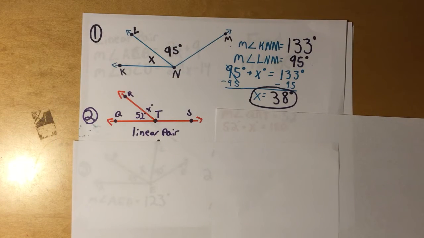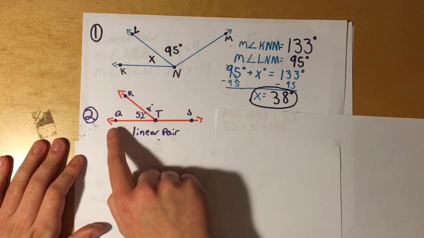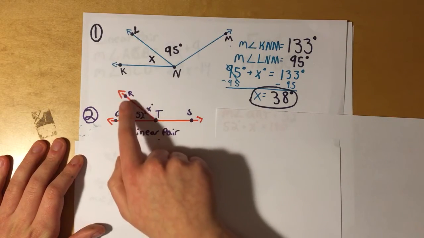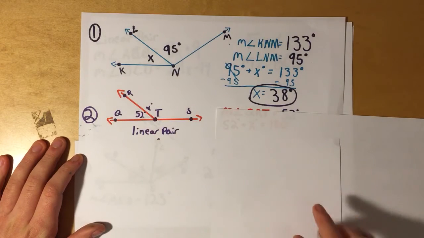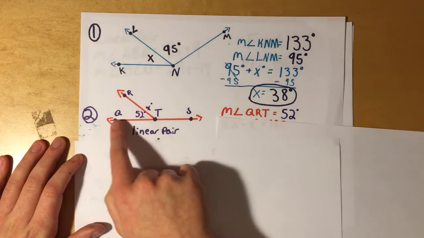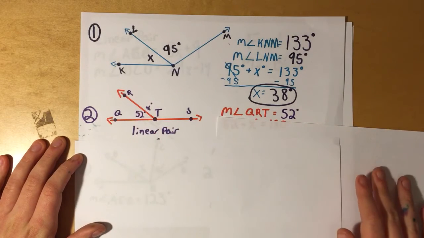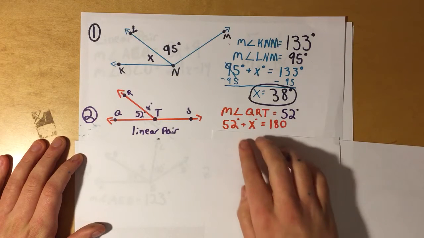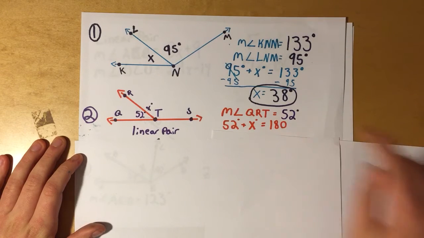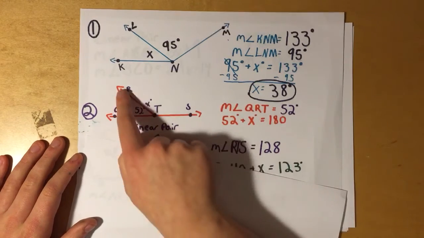This is an example with a linear pair, and because it's a linear pair, we know that angle QTR and RTS must equal 180. So we know that the measure of angle QTR is 52. So we set up an equation. 52 plus x equals 180. Solve for x.